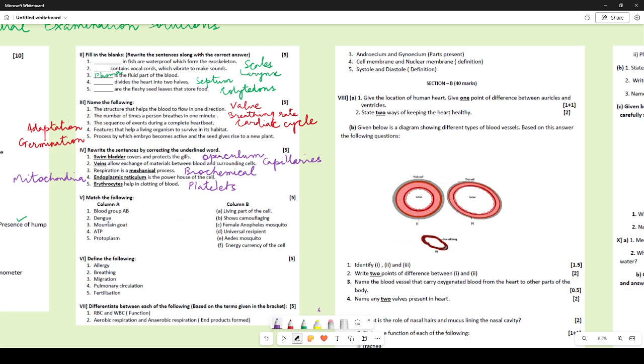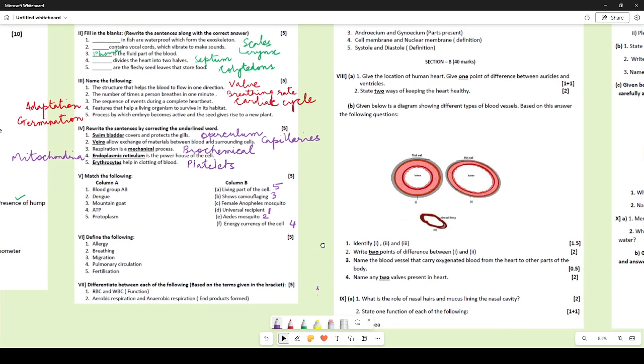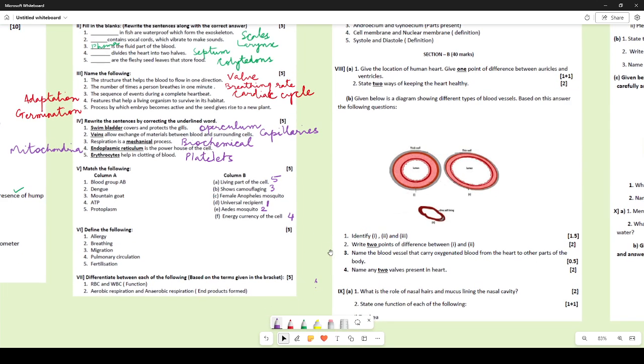Okay. Now let us check out this next section. Blood group AB is the universal recipient. Dengue is caused by Aedes mosquito. Mountain goat, it shows camouflage. ATP is the energy currency of the cell. Protoplasm is the living part of the cell, right? Now let us take up this define.